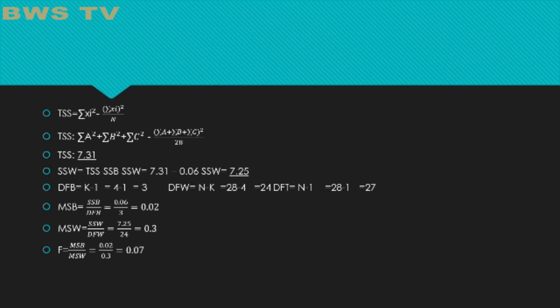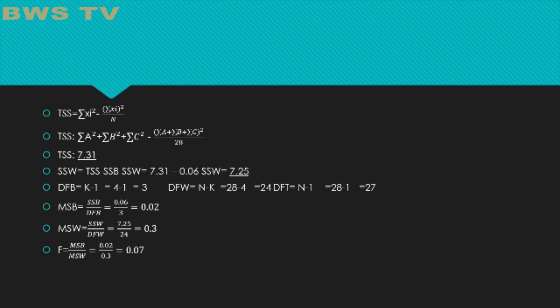DFB, K minus 1, substitute K as 4, subtract 1, is equal to 3. DFW, N minus K, substitute N as 28, subtract K as 4, equals 24. DFT is N minus 1, substitute N as 28, subtract 1, equals 27.